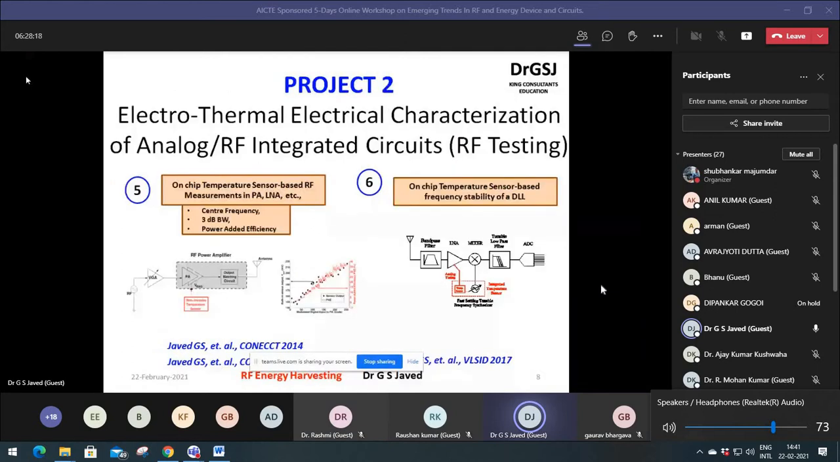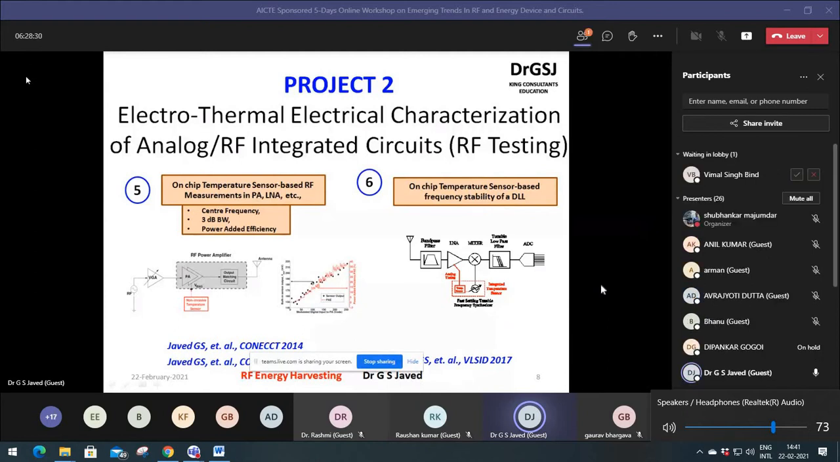The second project was trying to do an RF testing method using electrothermal characterization. In GIST, what we try to do is find out how much loss there is in a particular circuit and correlate it with the active power in them. We had very close correlation with the work which we try to do.